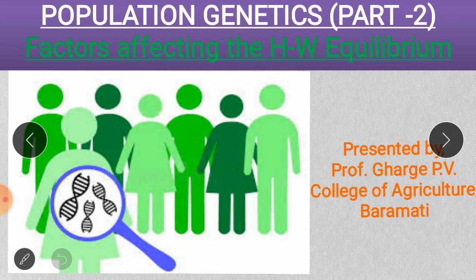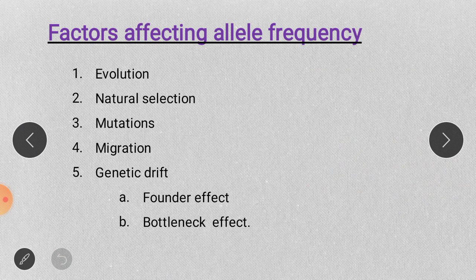So, as per this law, we know that the allelic frequency or genotype frequencies are not going to change in the population generation after generation if evolutionary forces are not acting. The factors affecting allelic frequency are also called evolutionary forces, and they will change the allelic frequency or genotype frequency within a population.